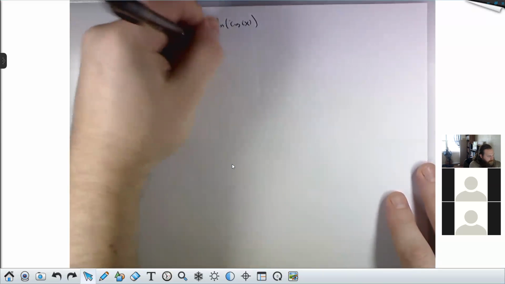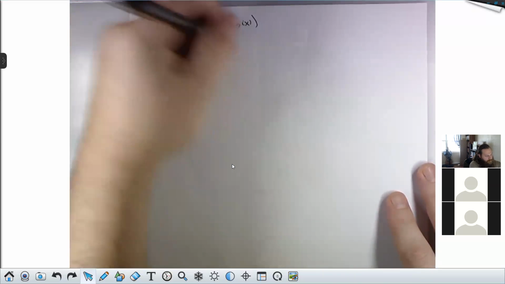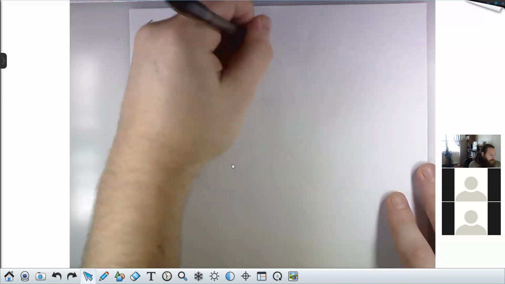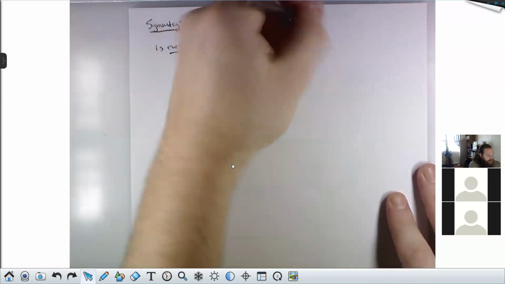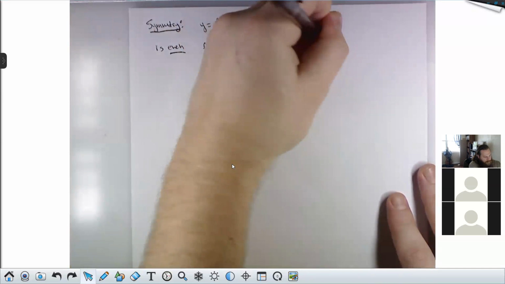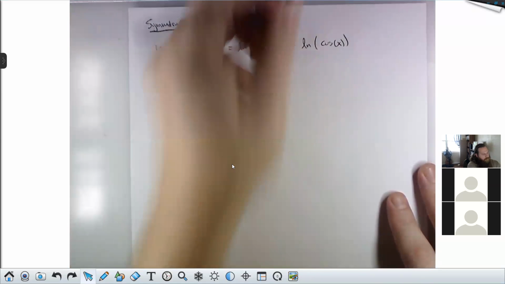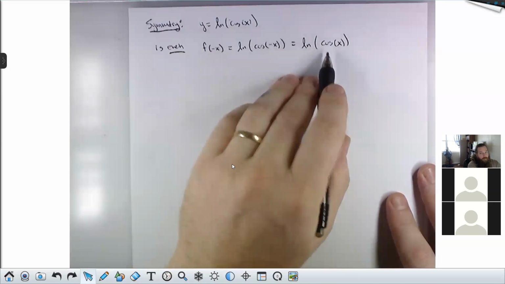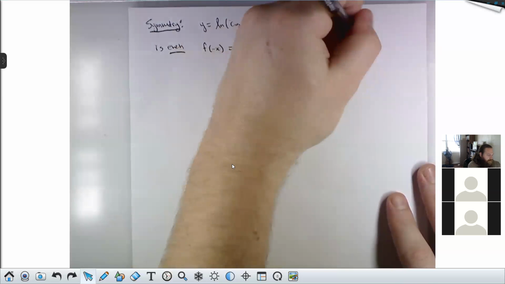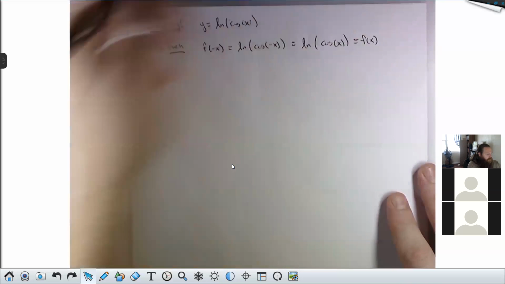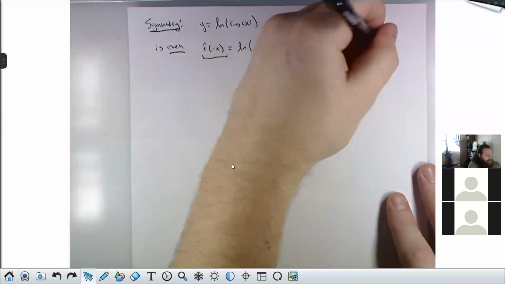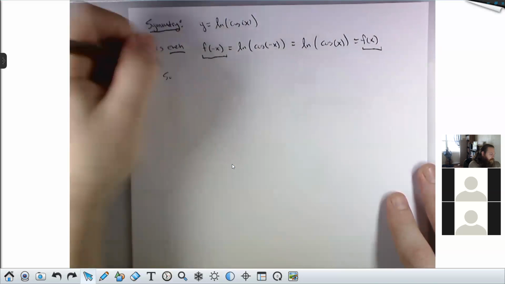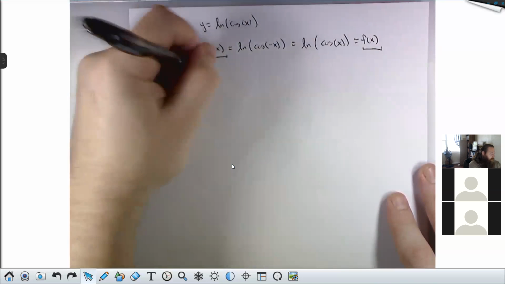If you like, we can say f of negative x, that's the natural log of cos of negative x. And since cosine is even, this is the same as the natural log of cos x. Remember, cos of negative x is equal to cos x. That's one of the identities for the cosine function. And this is f of x. And this is what it means to say that f is even. That f of negative x is equal to f of x. So we have y-axis symmetry.